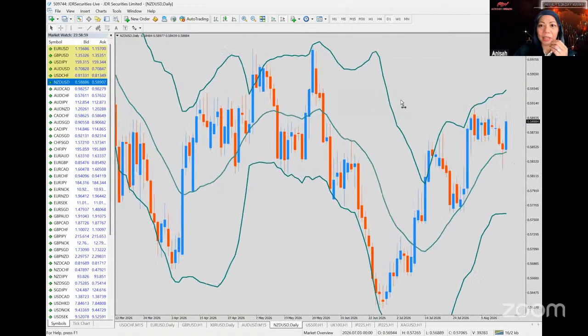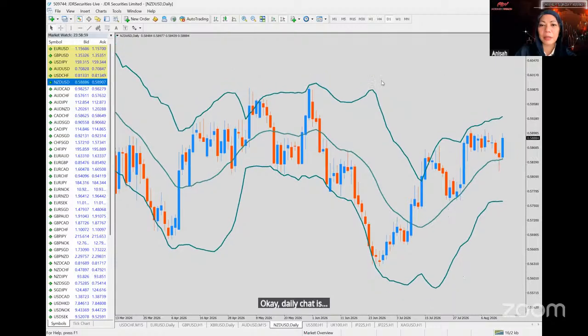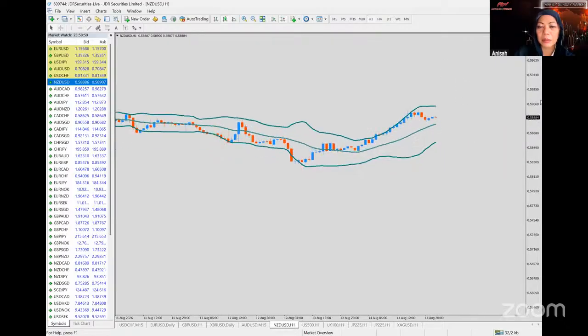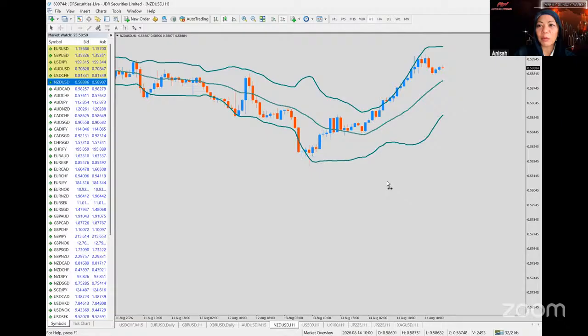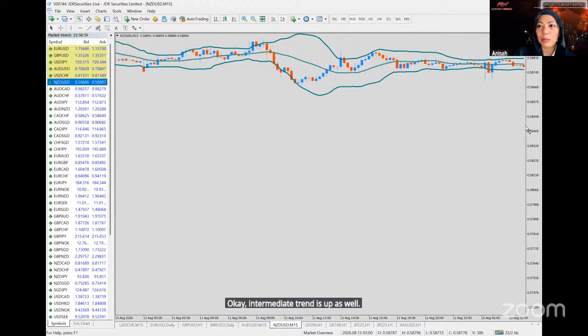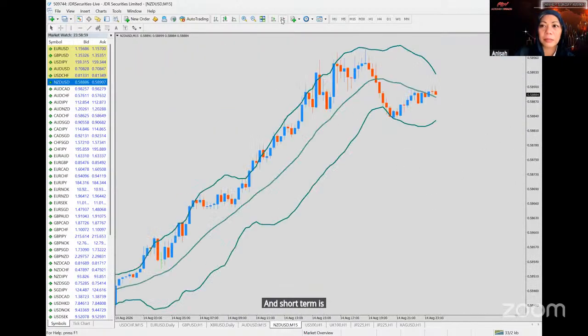Okay, daily chart recently is uptrend. Intermediate trend is up as well. And short term, okay, short term is sort of exhaustion of the primary trend.